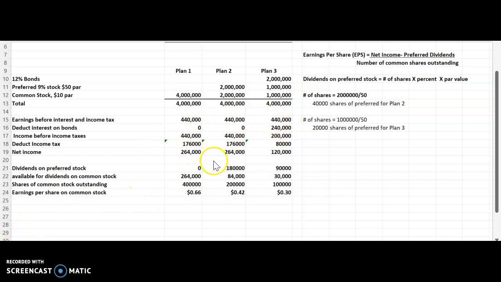So if you make a spreadsheet with your formulas, then you can go in there and try different scenarios and help a company decide which way is the best to raise capital.